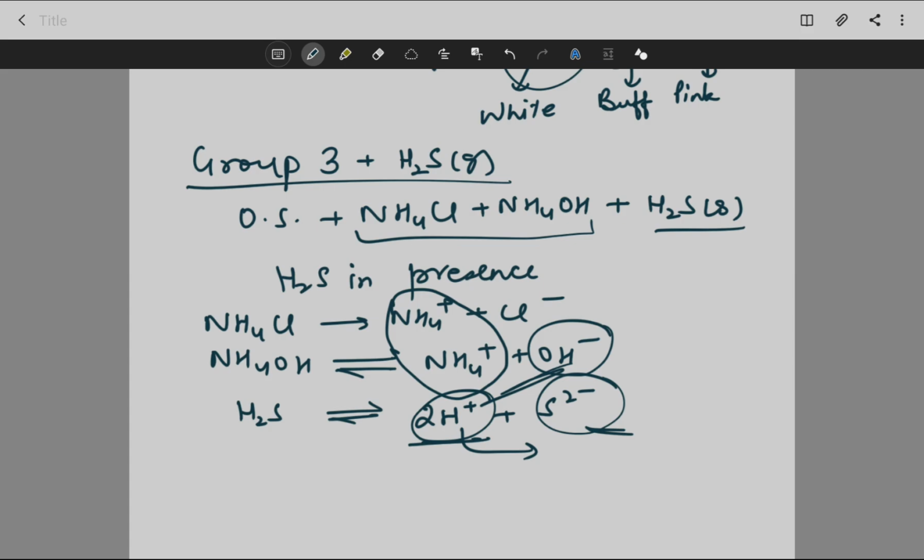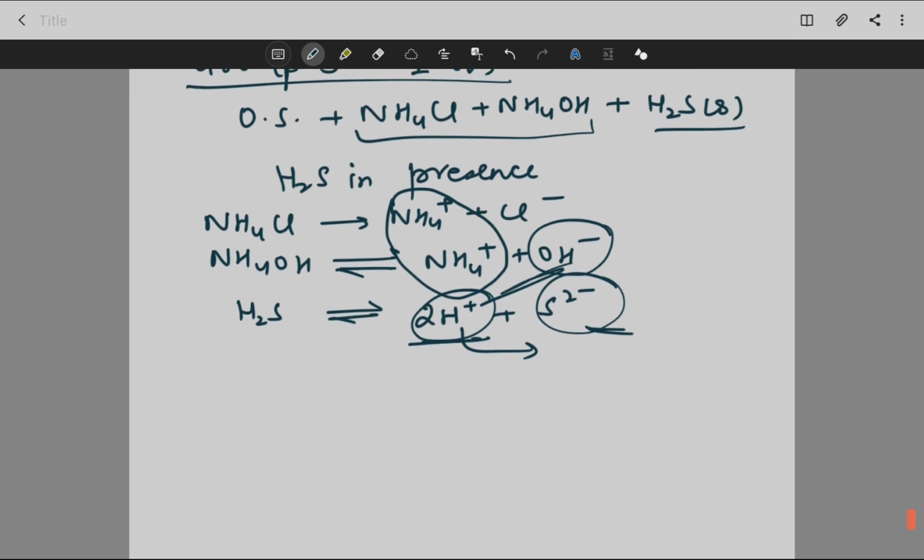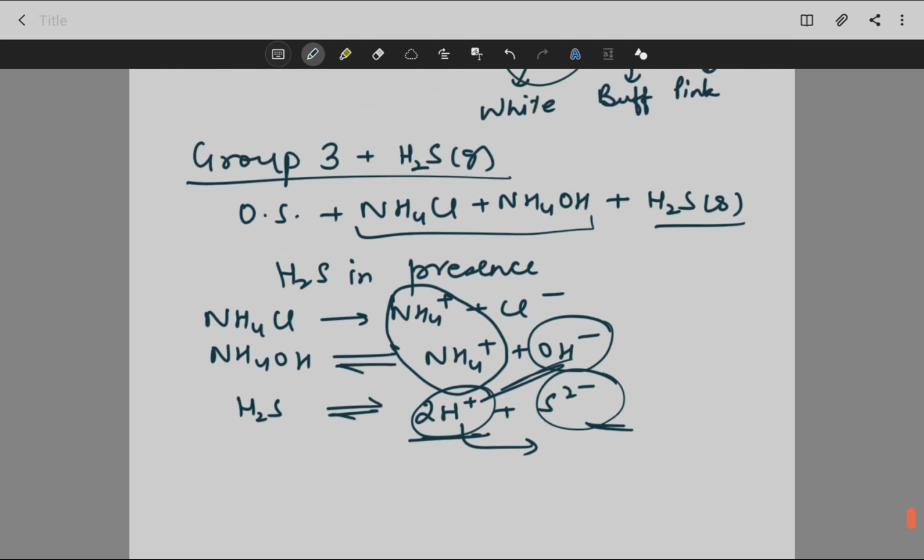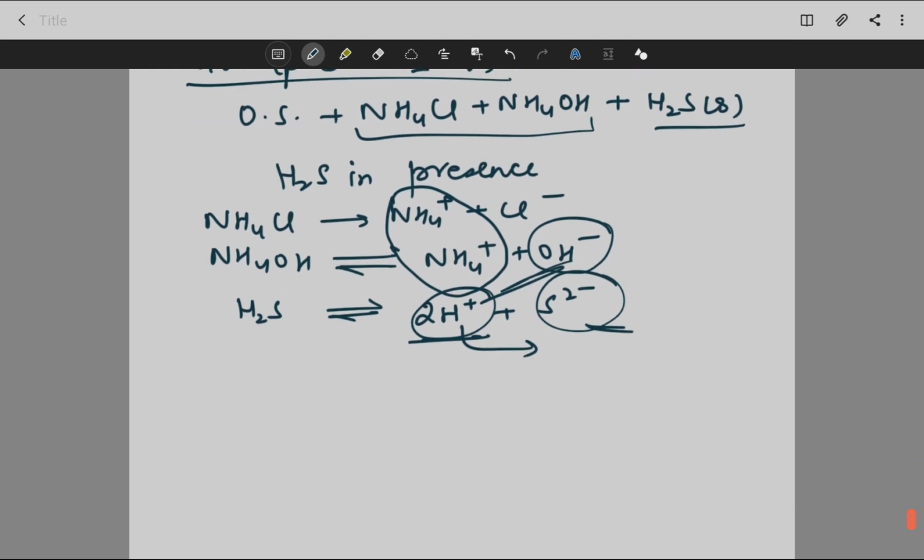So what is the group reagent for group 4 in all? If we conclude, it is H2S gas in presence of ammonium chloride and ammonium hydroxide. So I hope we are clear about it. Group 4 radicals are precipitated as their sulfides, like zinc sulfide, or manganese sulfide, or cobalt sulfide, or nickel sulfide. So they are precipitated in form of their sulfides, right?